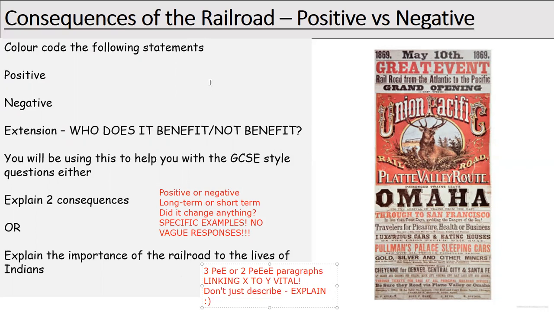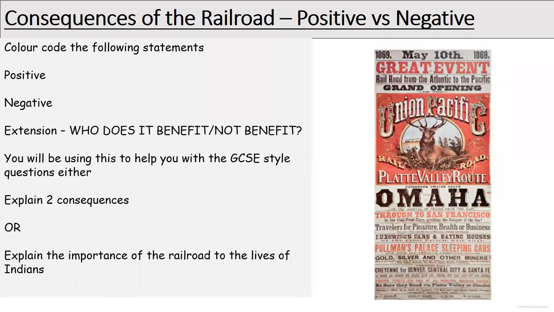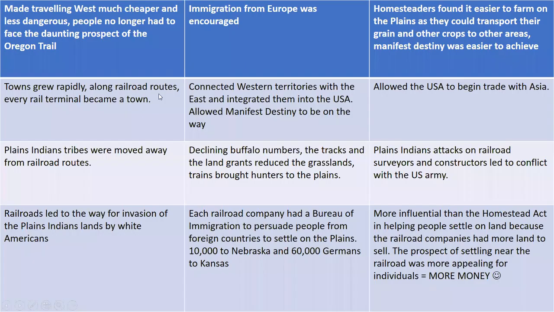So we'll go through some of these consequences just to look at it in a bit more detail, and then we can take it one step further. Here's a list of statements that you need to have an understanding of, and we'll annotate these as we go. Made travelling west much cheaper and less dangerous. People no longer had to face the daunting prospect of the Oregon Trail.